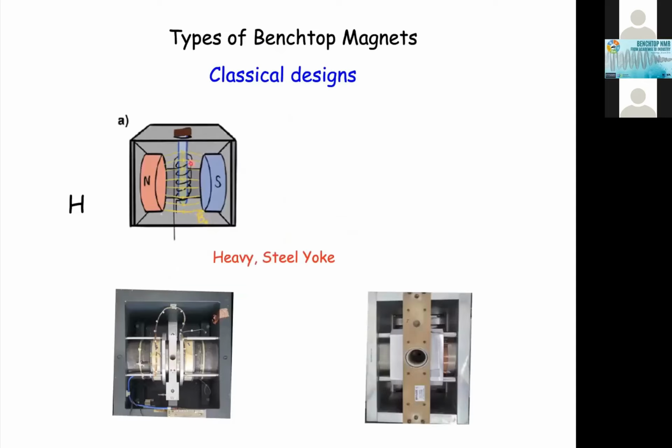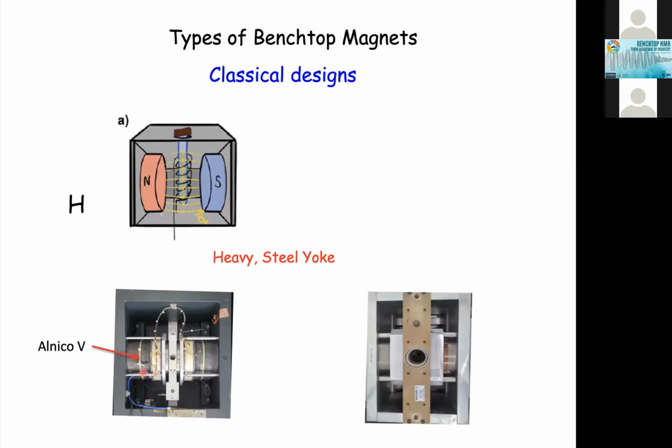The classical one is called the H-type magnet. We have two magnet pieces here, permanent magnets, and a so-called steel yoke. It's like a box where these two magnets are placed, and the magnetic lines or field circuit goes through these lines, and you can have a solenoid coil.